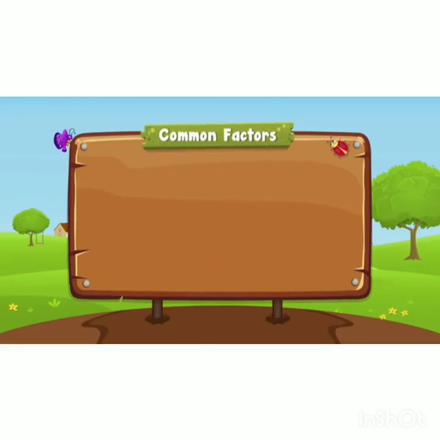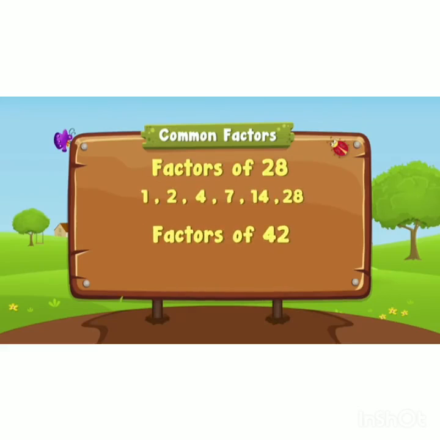Let us understand common factors. For this, let us consider the numbers 28 and 42. Factors of 28 are 1, 2, 4, 7, 14 and 28. Factors of 42 are 1, 2, 3, 6, 7, 14, 21 and 42. The numbers which are factors of both 28 and 42 are called common factors of 28 and 42. Hence, the common factors of 28 and 42 are 1, 2, 7 and 14.